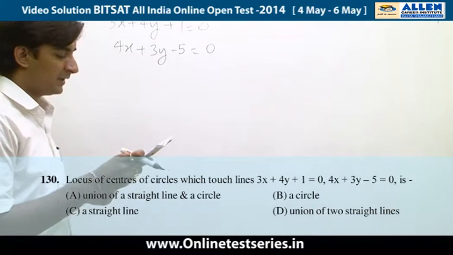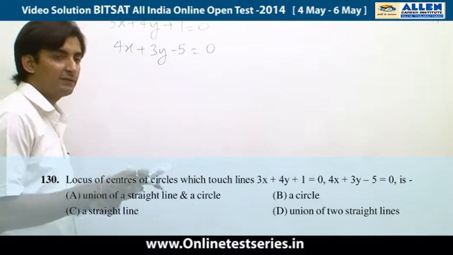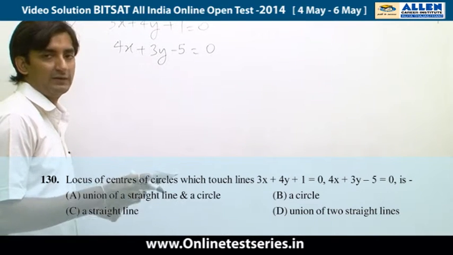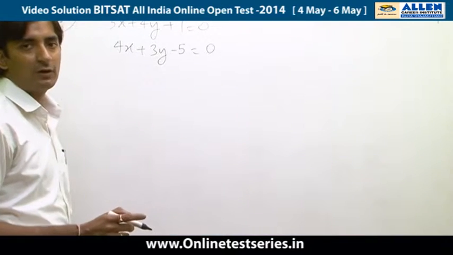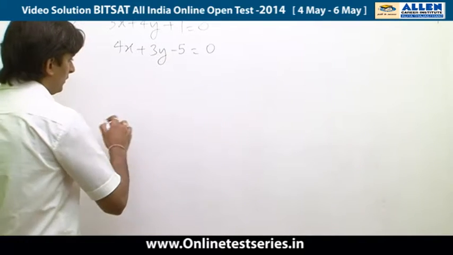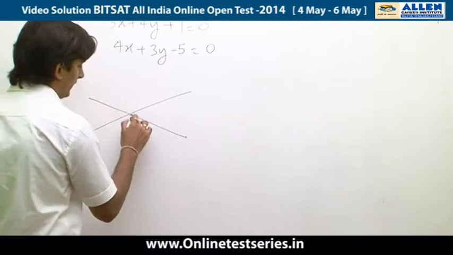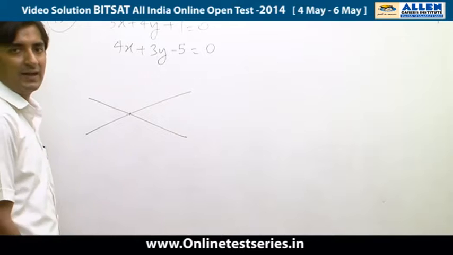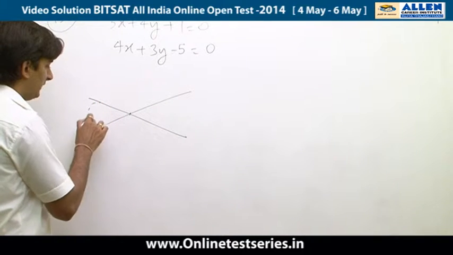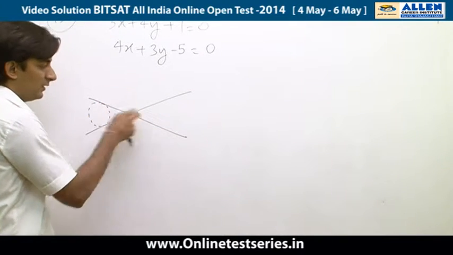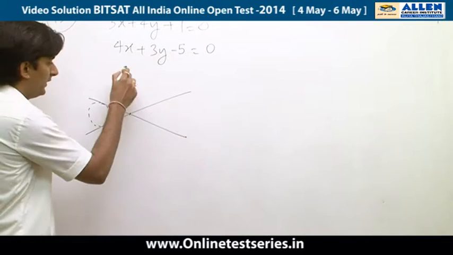For question number 130, we need to find the locus of centers of circles that touch these two lines. These two lines, as we can see, are not parallel. So these two lines will be intersecting, and any circle that touches these two lines will lie in this region. It can also be in this region, or it can be here.